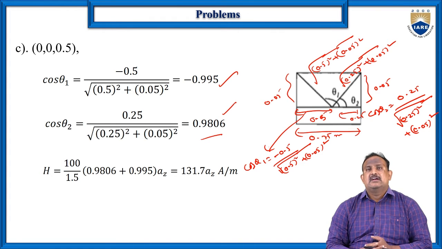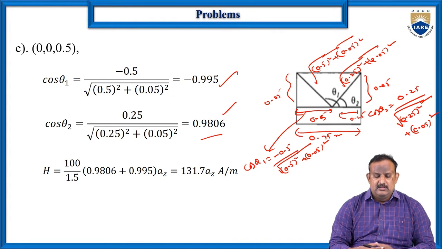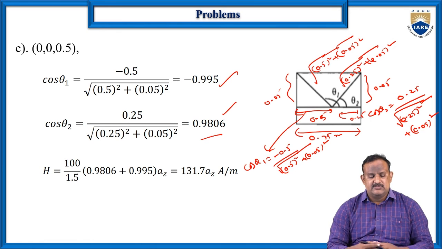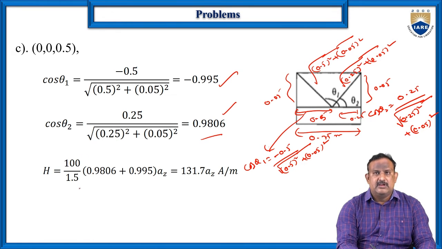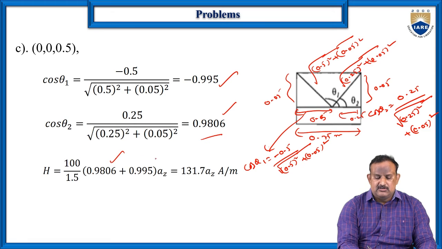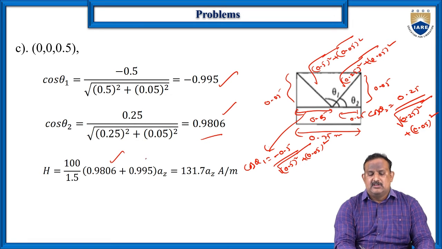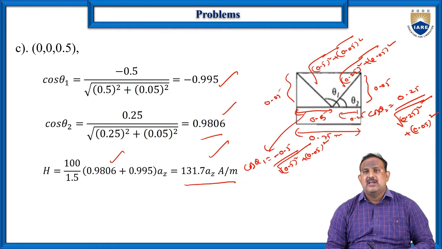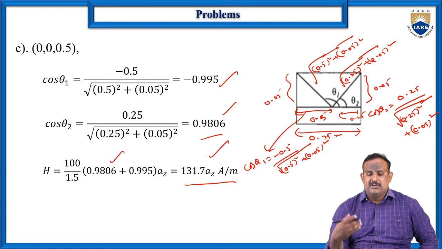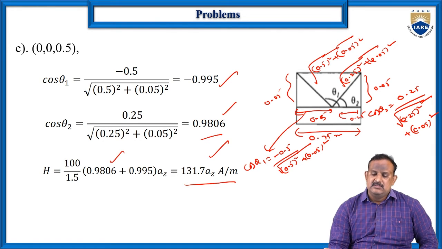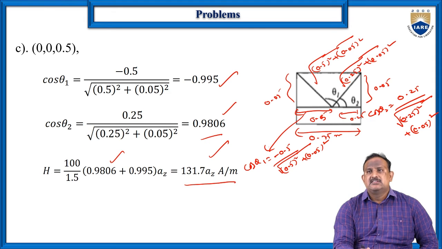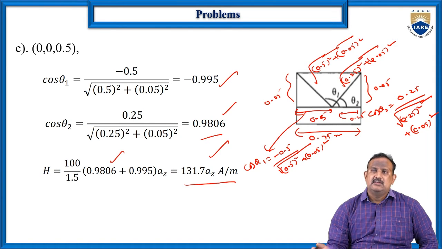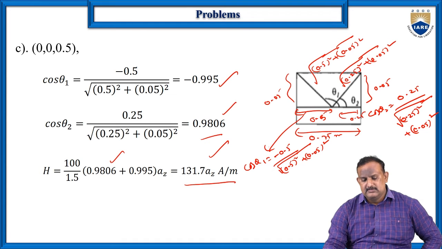Now substitute the cos theta 1 value and cos theta 2 value in the magnetic field intensity formula. Therefore, it is 100 by 1.5 into cos theta 2 plus, actually it is a minus of minus cos theta 1, therefore it becomes plus. Then the magnetic field intensity is 131.7 AZ ampere per meter. So in this way, we can find out the magnetic field intensity of a solenoid at the starting stage, at the end of the solenoid, in the middle of the solenoid.